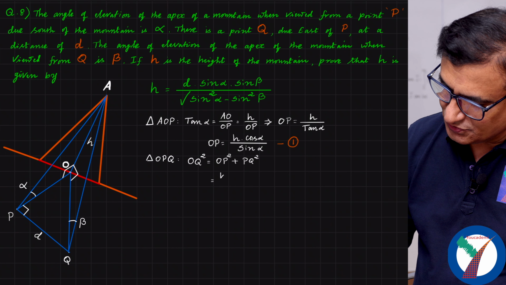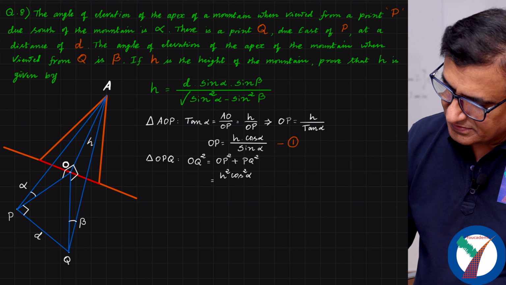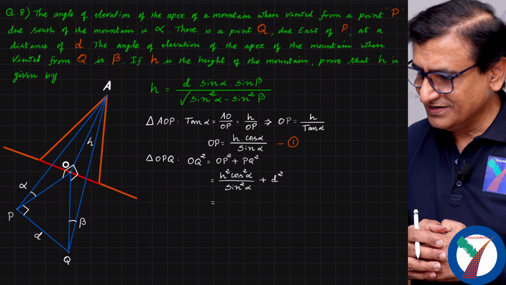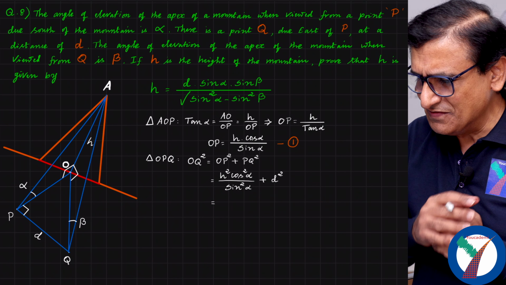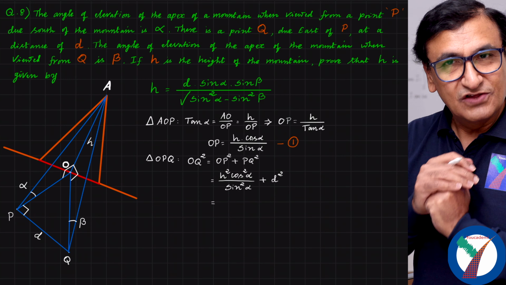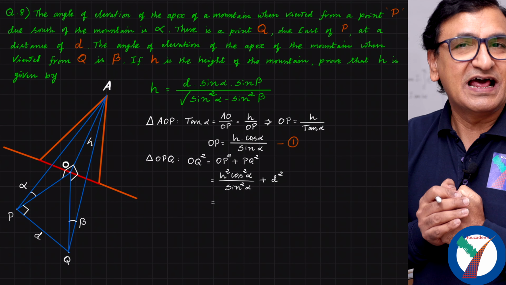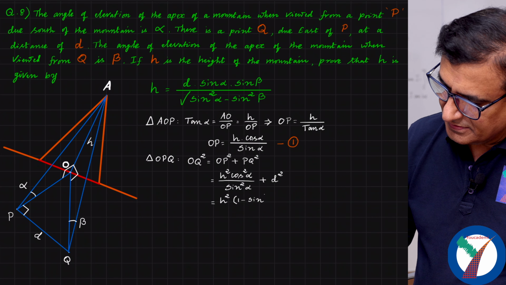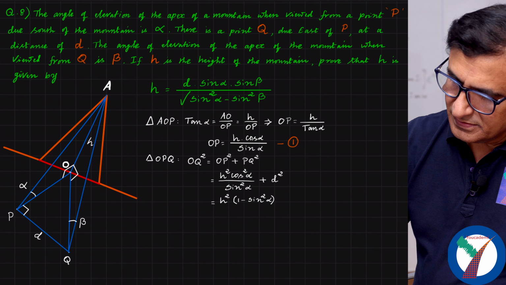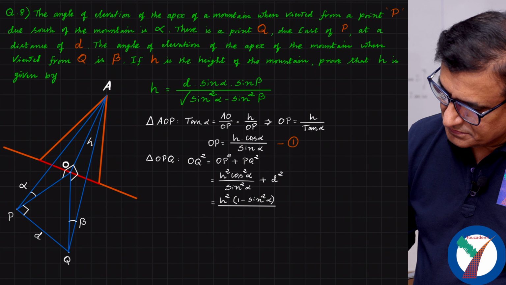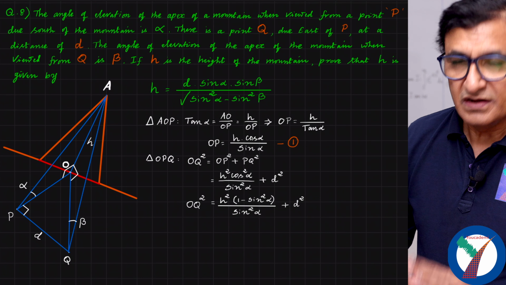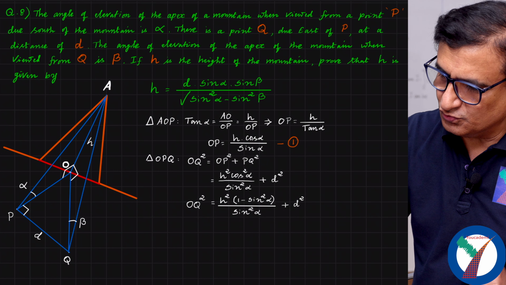So, that will give me h square. Now, if you look at our final answer, there is no cos there. Everything is given in terms of sine. Therefore, I am going to write cos square alpha as 1 minus sine square alpha. Let me call this equation 2.